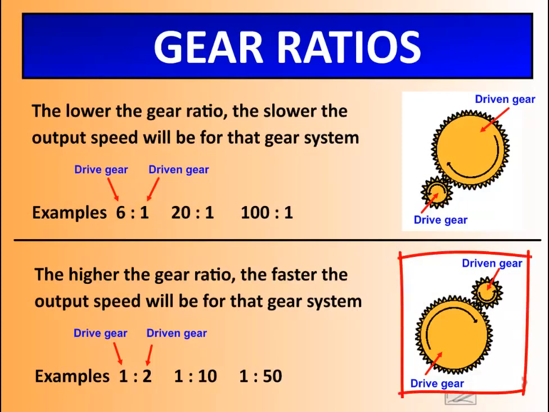If my drive gear is large and my driven gear is small, this will be a higher gear ratio and it'll be fast. So I have here my drive gear, for every 1 rotation, my driven gear goes around twice. So there are different gear ratios there.